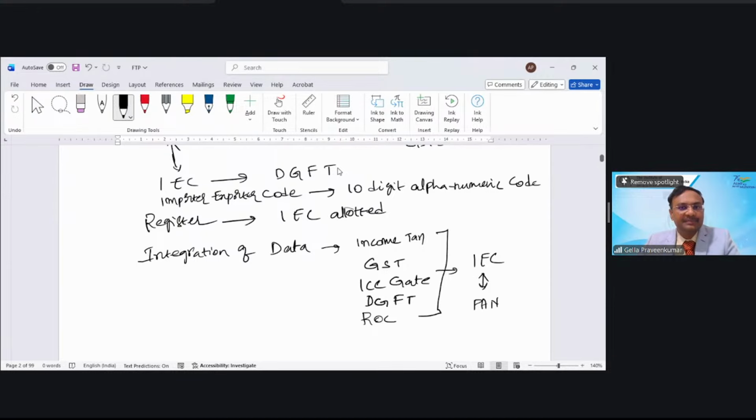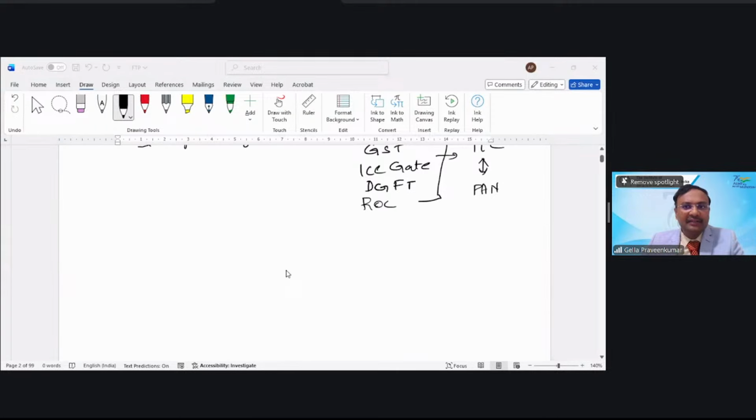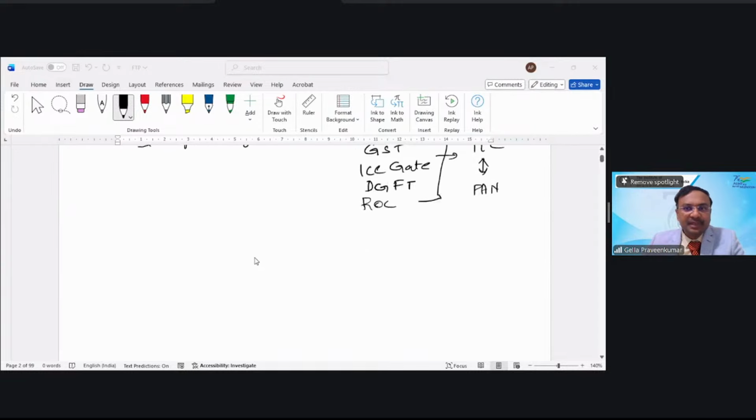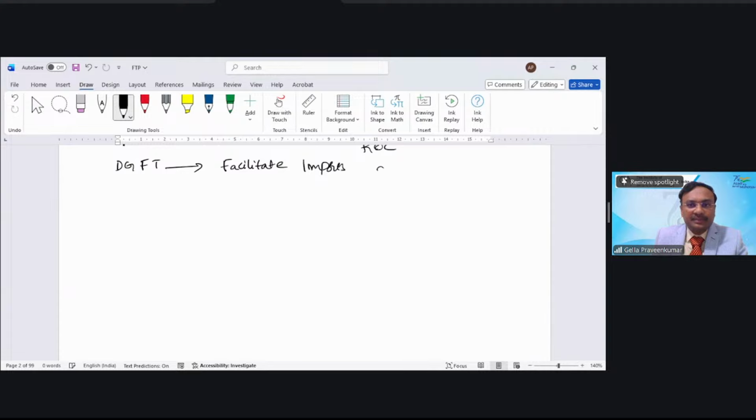Let's move further. Okay, Swaminathan says from 2016, PAN and IEC were made unique from both the portals' perspective. Good. Now, what is expected from your DGFT? What is expected from DGFT? Now, this is to facilitate imports and exports.